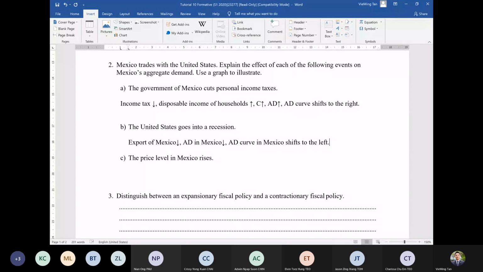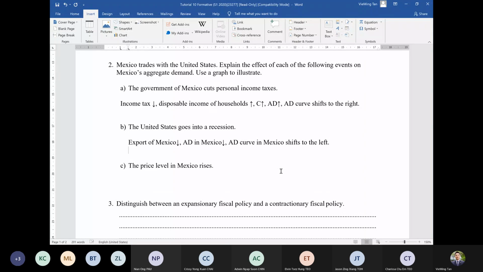Okay, I'll stop for a while. Any question on this? Okay, yeah? So far so good. Okay. C, price level in Mexico rising. Be careful, this is price level. That means it's the general price level in Mexico. The prices of general goods and services in Mexico are increasing now.